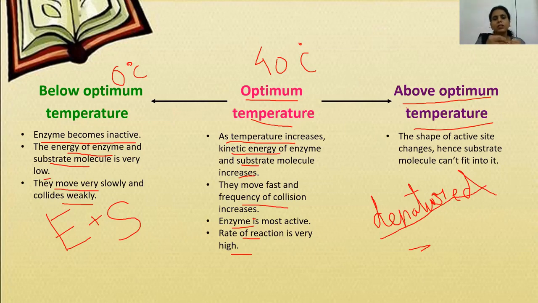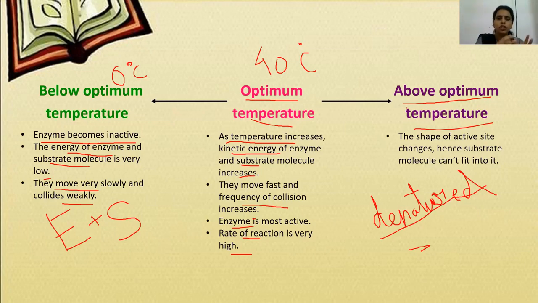Sometimes the question is asked for 2 marks or 3 marks. At that time, you have to write that above optimum temperature, the enzyme gets denatured. The enzyme gets damaged completely. What is the reason for this damage? Above optimum temperature, the shape of the active site of the enzyme changes. What is the active site? In the previous video, I told you the active site is a portion of the enzyme where the substrate molecule comes and fits into it. So above optimum temperature, the active site shape changes.